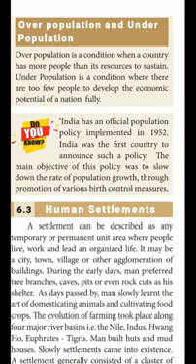So who has introduced it? India. Which country has announced this policy? India, our country. India has an official population policy implemented in 1952. India was the first country to announce such a policy. What was the main objective of this policy? To reduce the population growth through promotion of various birth control measures. Okay, now we can see the question answers.